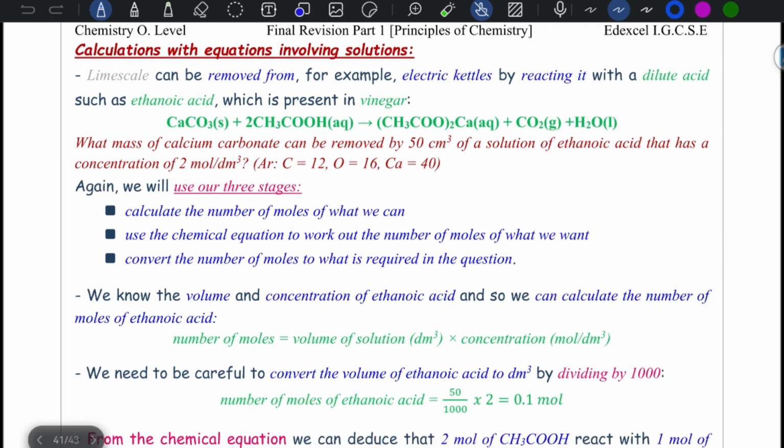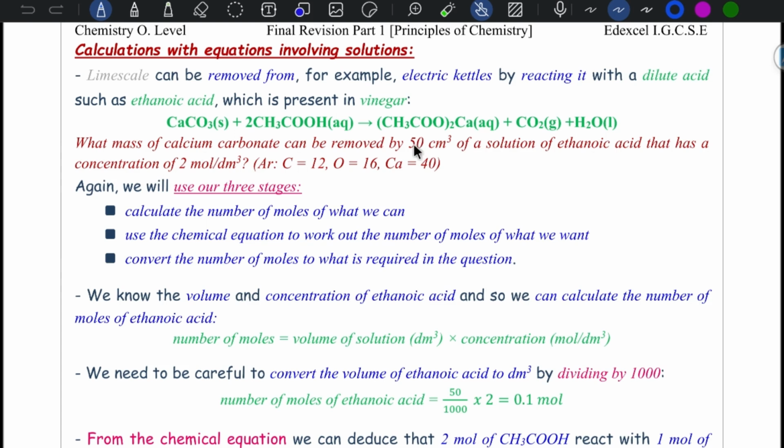Calcium carbonate plus ethanoic acid gives calcium ethanoate plus carbon dioxide plus water. What mass of calcium carbonate can be removed by 50 cubic centimeter of ethanoic acid? Its concentration is 2 mole per cubic decimeter.